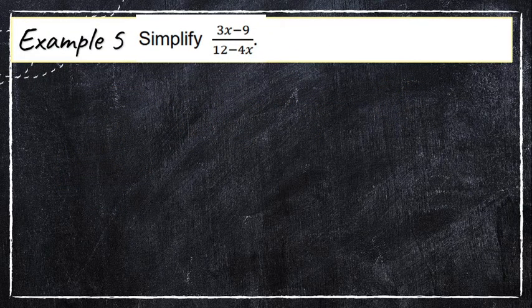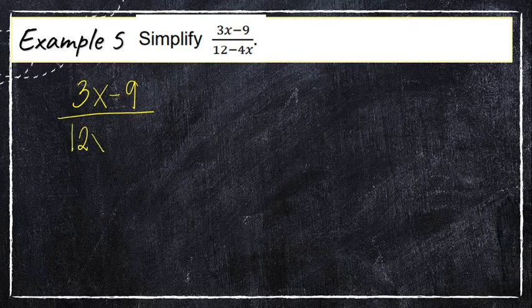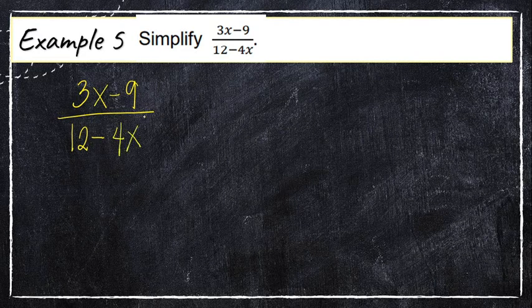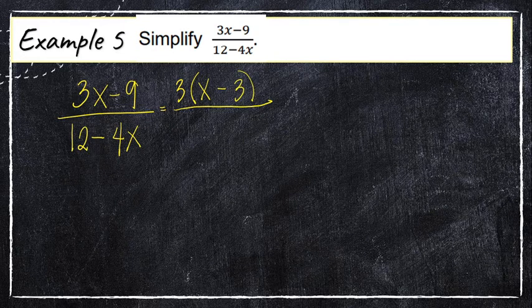Next, simplify 3x minus 9 over 12 minus 4x. 3x minus 9 have a common factor, same with 12 minus 4x. The common factor for 3x minus 9 is 3. Divide 3x by 3. The answer is x. Negative 9 divided by 3 is negative 3. Then for 12 and negative 4x, we have 4. 12 divided by 4 is 3. Negative 4x divided by 4 is negative x.